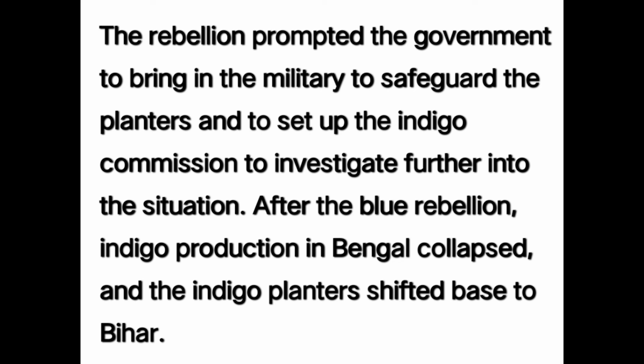The rebellion prompted the government to bring in the military to safeguard the planters and to set up the Indigo Commission to investigate the situation. How were the peasants exploited? What were the terms and conditions? What is the percentage of revenue received? And how were the people compelled to pay? All this investigation was done. After the Blue Rebellion, the indigo production in Bengal collapsed and indigo planters shifted their base to Bihar.